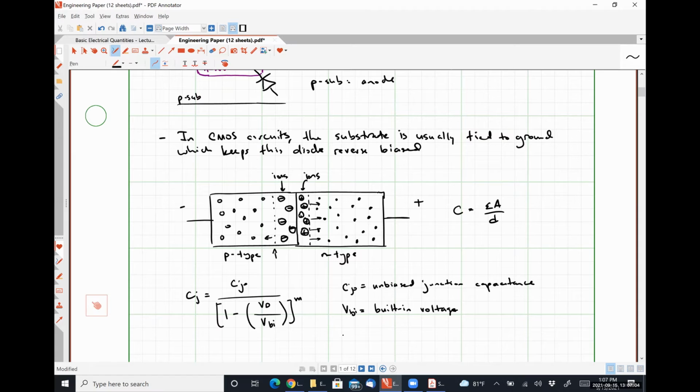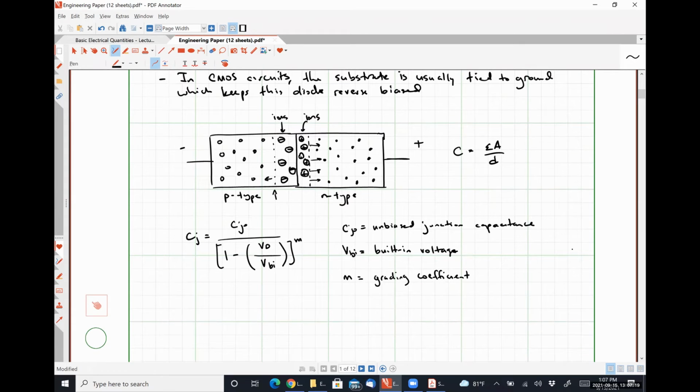And then M is our grading coefficient, which I don't know that we talked about in 335 and 336. So I'll take a moment to talk about it here in just a second. It would probably be helpful to understand what Cj naught is.